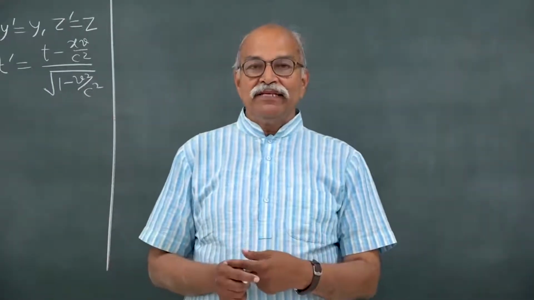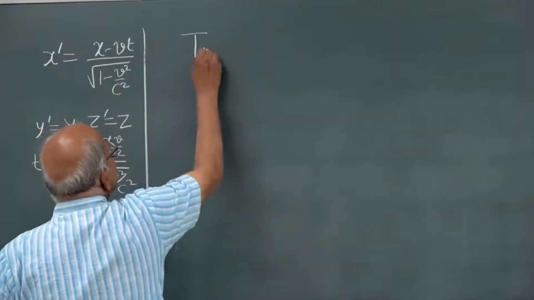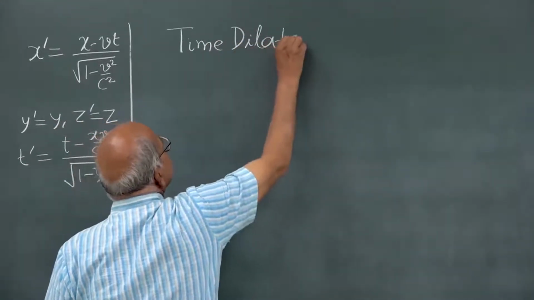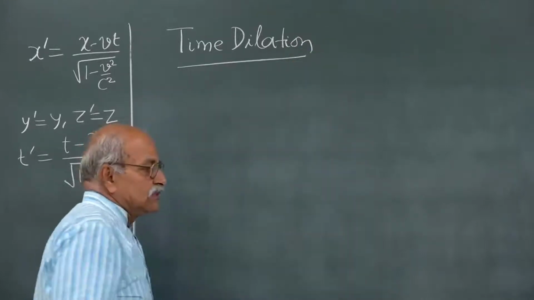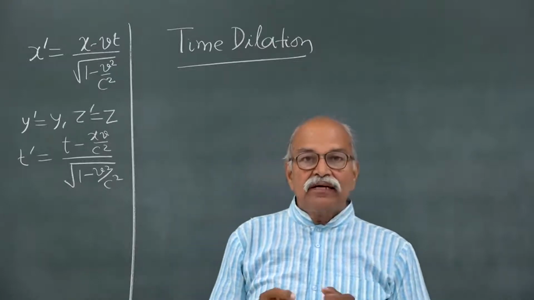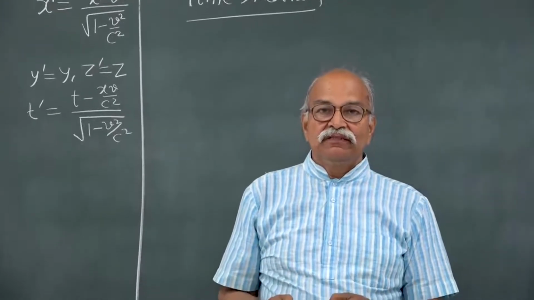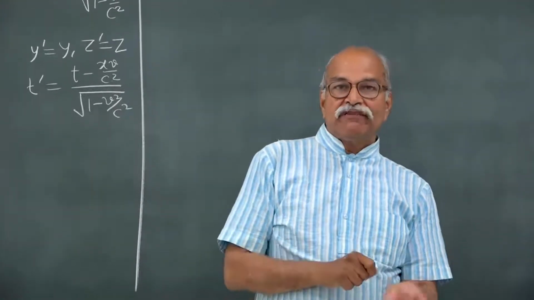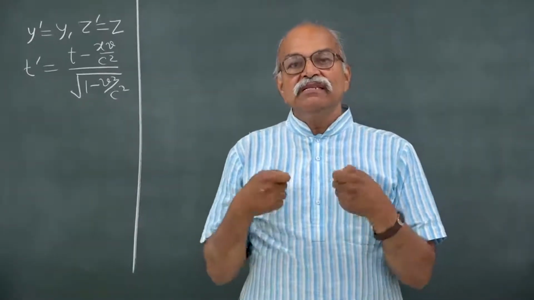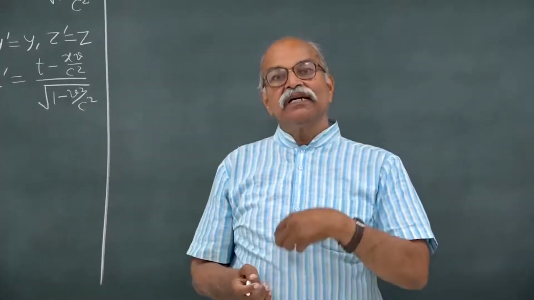Now, the next topic is called time dilation. We are considering now the time interval between two events from one frame and from the other frame. So, there are two events E1 and E2. How much is the time interval using the clocks of one frame and using the clocks of the other frame?